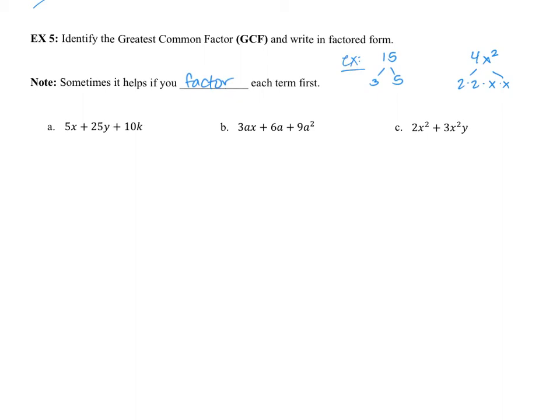So let's go ahead and factor a few out. Let's see. Well, 5x, that's just 5 times x. How about 25y? 25 is 5 times 5 times y. And 10k is 2 times 5 times k. Alright, so take a moment and think. What is a factor they all have in common? Well, they all have a 5.